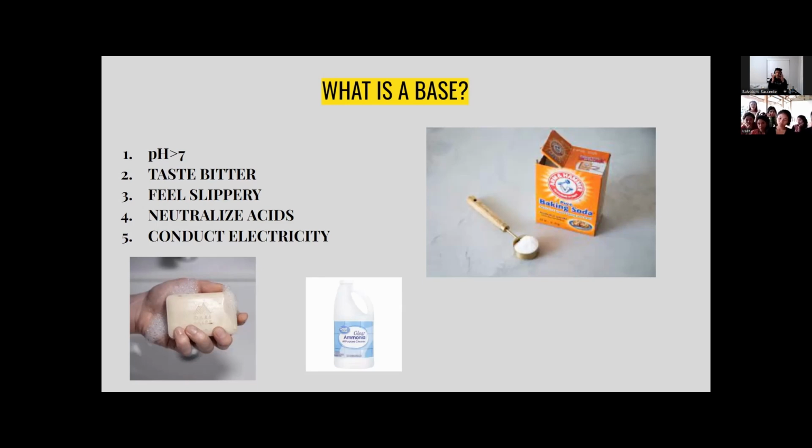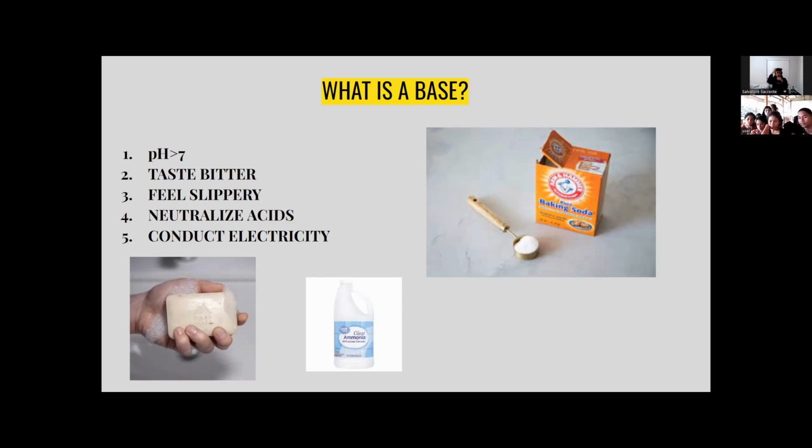Bases taste bitter and they feel slippery. Soap is considered a base. You know how you wash your hands with soap? When you wash your hands with soap, you're actually using a base to get rid of the germs and bacteria, because it's very slippery and the bacteria fall off after it's washed with water. Bases are used to neutralize acids, and they also conduct electricity just like acids.